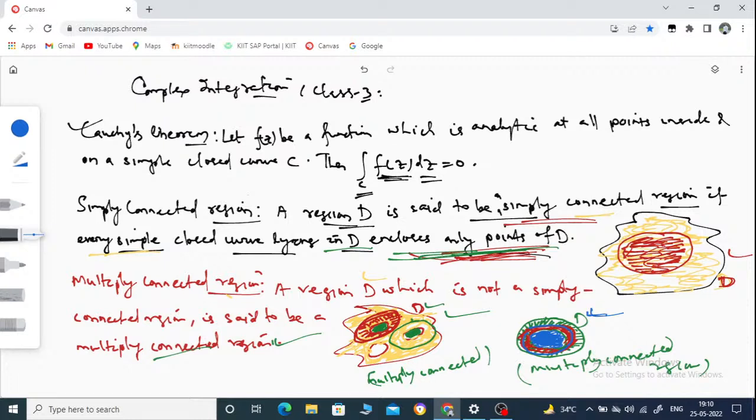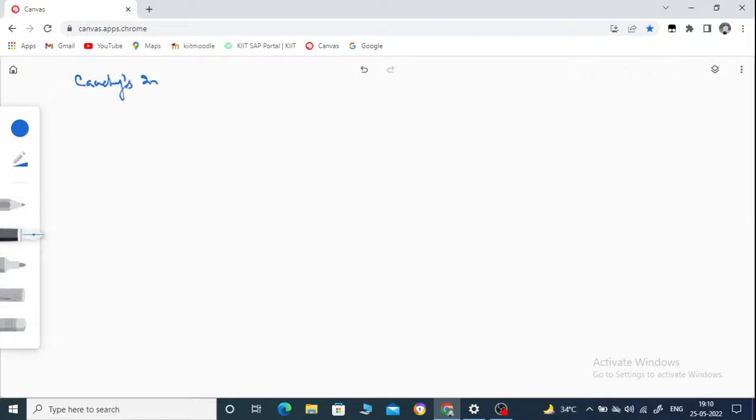Okay. Then comes the next thing. Now comes to our Cauchy's integral formula. So I will write a statement and also I will prove it. Then what is Cauchy's integral formula? So what is the statement?